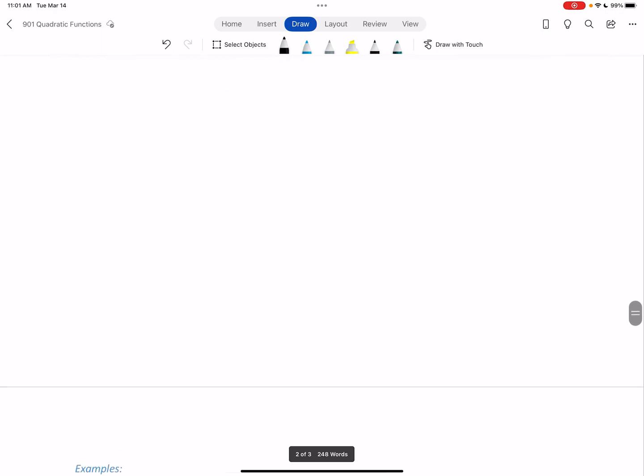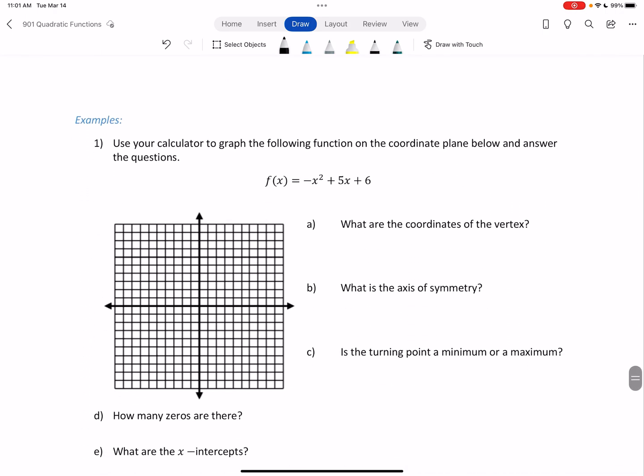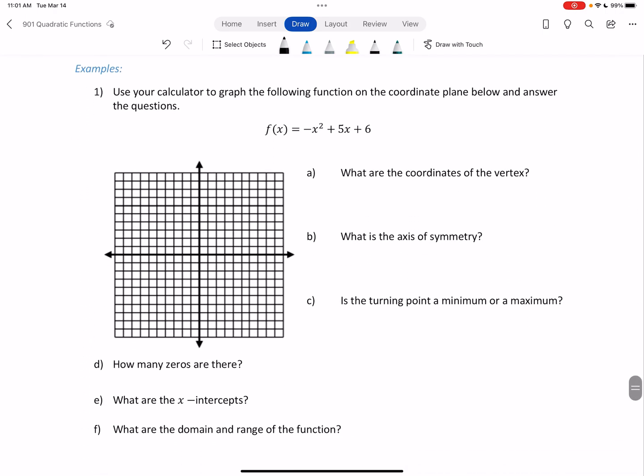So let's try an example. This says, use your calculator to graph the following function on the coordinate plane below and answer the questions. So f of x equals negative x squared plus 5x plus 6. This has a negative a, so we know that this is going to open down. It's going to look like this. Some of these questions we can answer already. Is the turning point a maximum or a minimum? Because it opens down, the turning point is a maximum.